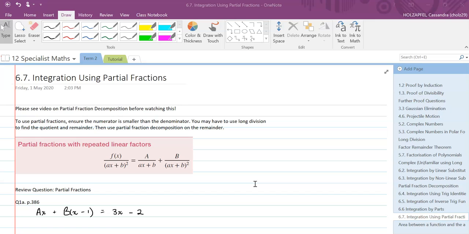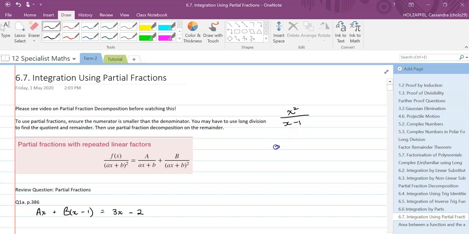The other thing that we need to make sure of, when we are using partial fractions, is that the numerator is smaller than the denominator. In other words, it's a proper fraction, not an improper fraction. I'll give you an example of an improper fraction. If we had something like x squared over x take 1, x squared is a higher power of x, so therefore it's going to be larger than my denominator.